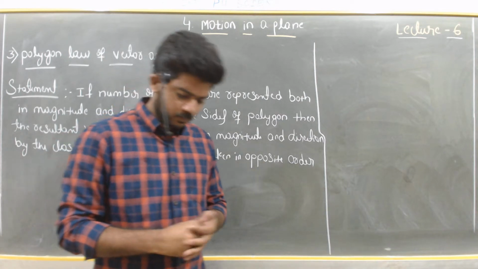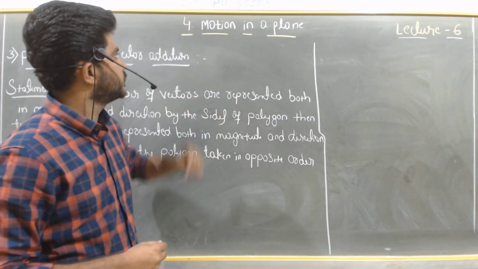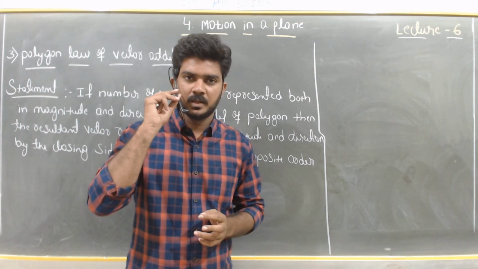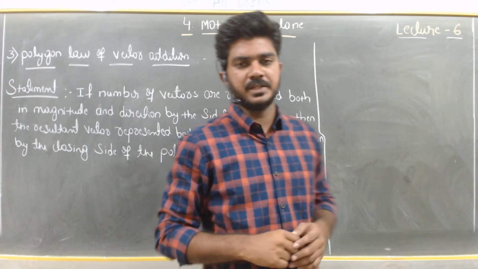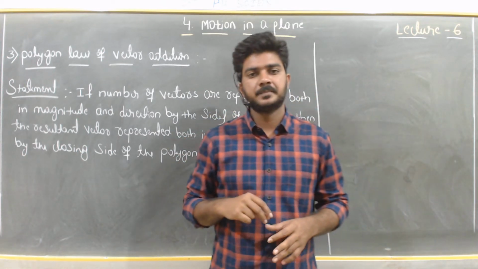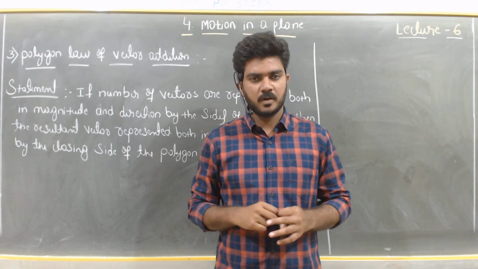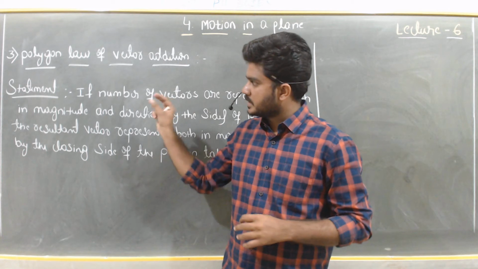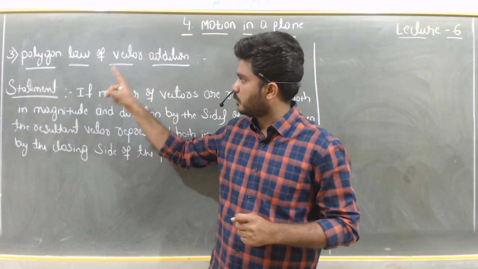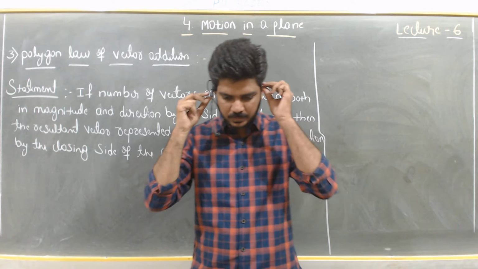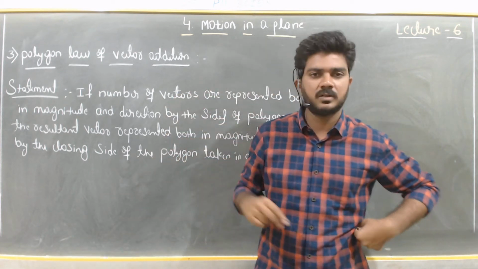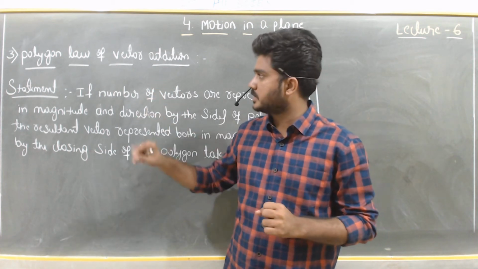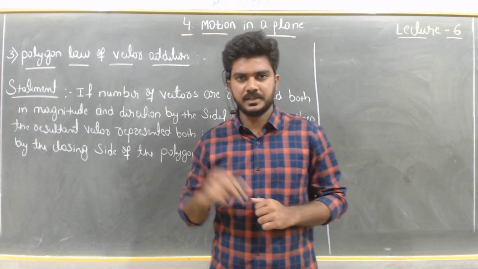We have been discussing our fourth chapter, which is motion in a plane, and this is lecture number 6. In the previous class, we discussed addition of vectors. In that one, we completed the triangle law of vector addition, the parallelogram law of vector addition, and the last one was the polygon law of vector addition. So once again we will discuss the polygon law of vector addition, because some students are saying that the sound was not that clear. So once again we will discuss this law in detail, right?